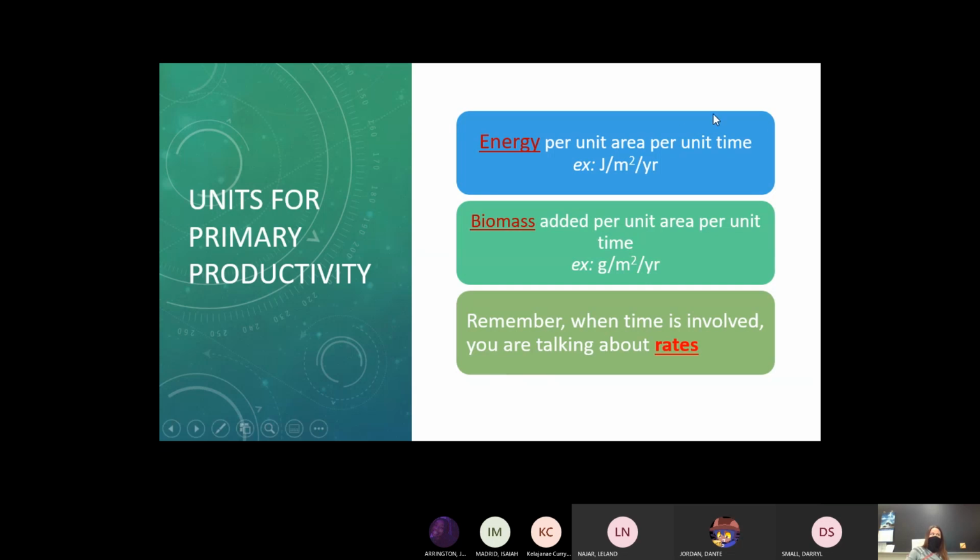Is everyone good? This is a fairly short PowerPoint, so hopefully it's not too bad.